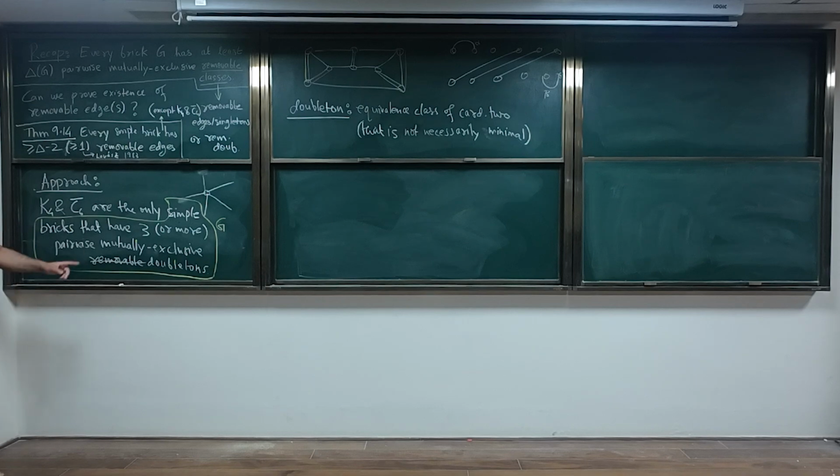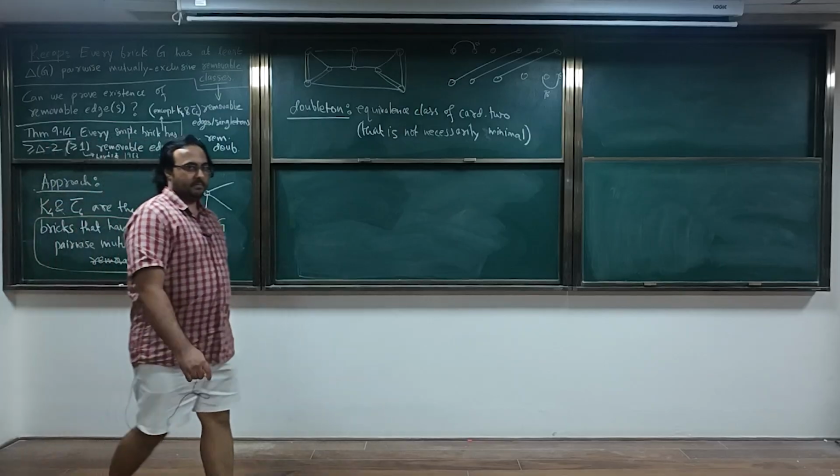Our goal is to show that G is either K4 or prism. Is that fine?